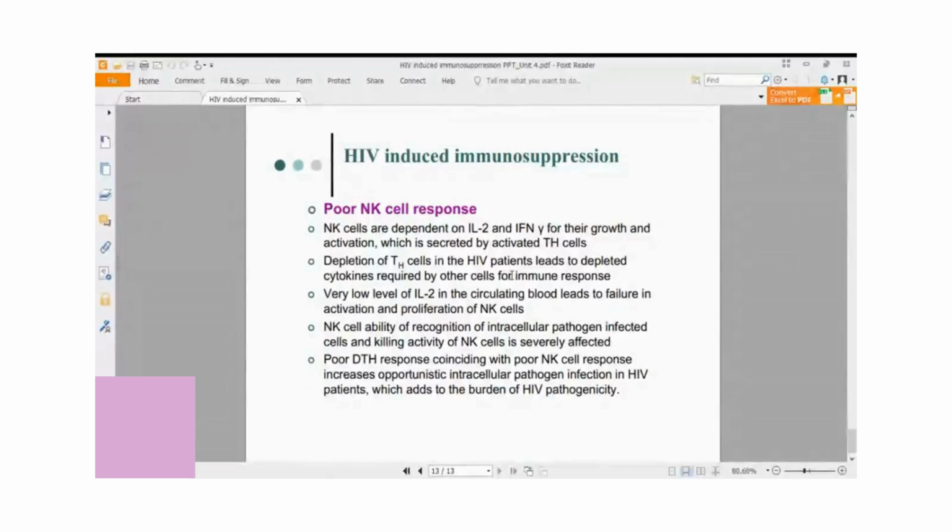Therefore, whatever the NK cells that were there, they will have done their work, and there will be no new emergence of the NK cell population. New NK cell population will not be emerging, which is Th cell dependent. Because the cytokines are not available, no proliferation, no emergence of NK cells, and that will make it very convenient for the virus to proliferate, multiply in the infected cells.